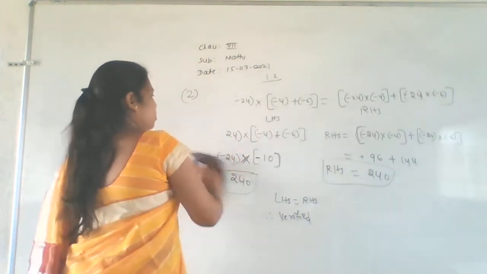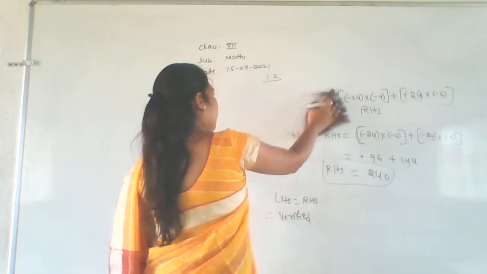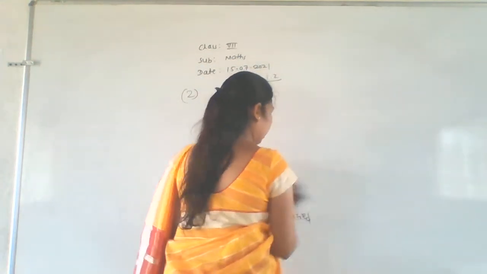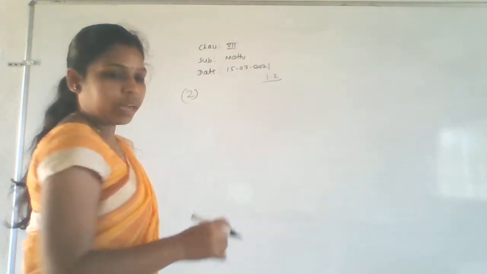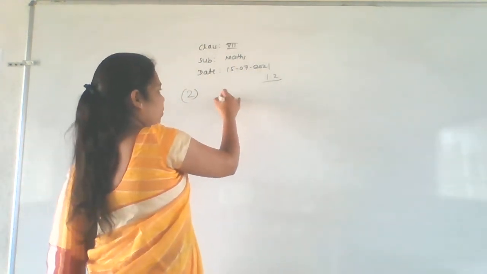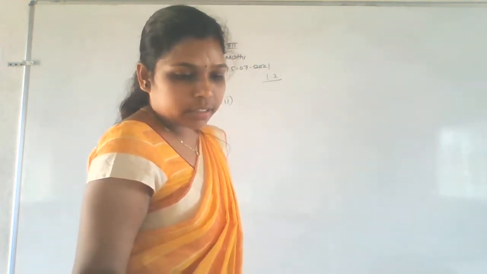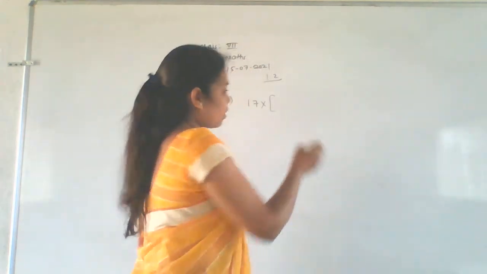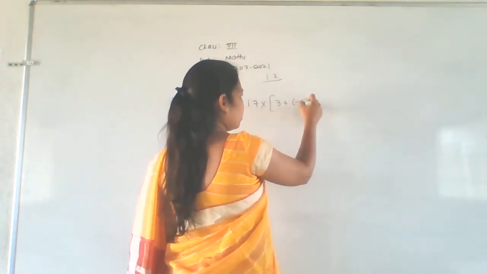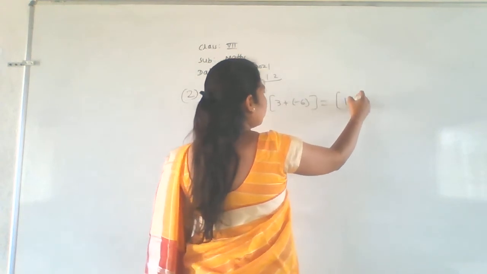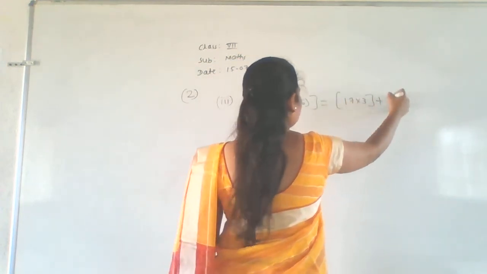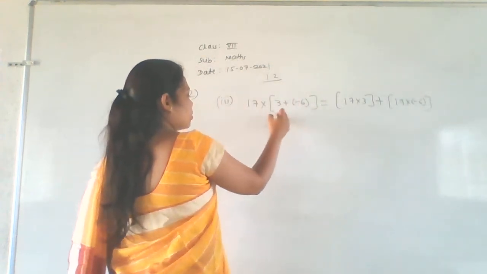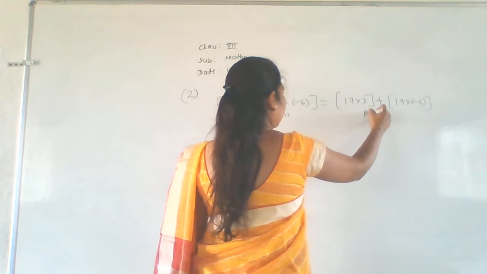What is the third problem? Similar to the first one and second one. Third one, try everyone. Don't look at the board. Just write it yourself. After that, verify with my answer, whether it is correct or not. Okay? 17 into 3 plus of minus 6 is equal to 17 into 3 plus 17 into minus 6. Right? So first this is the LHS and this will be the RHS.